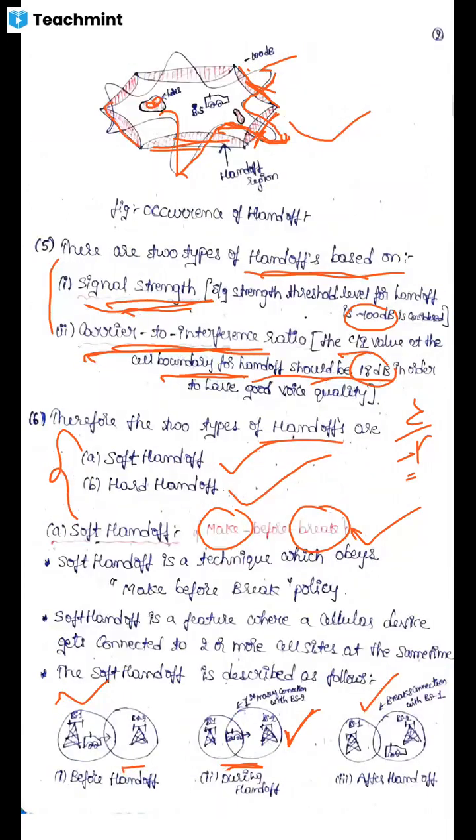And soft handoff means first it makes a connection with base station 2, so that the call is not disconnected. After making the connection with base station 2, at the last it breaks the connection with base station 1, so that the call is not disconnected and the call continues. Clear? This is about soft handoff and hard handoff.